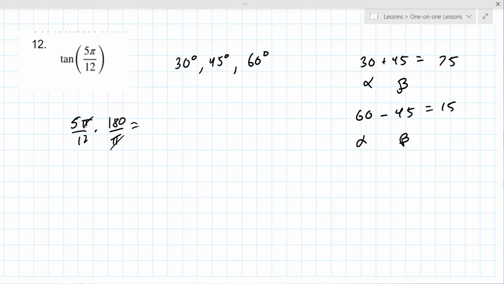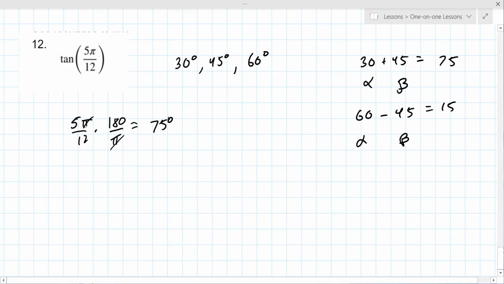It's 600? No, 1600. My bad. That's fine. 5 times 180 divided by 12. Oh, 5 times 180. My bad. So, let me pull that up. That's 900 divided by 12. And that's 75. So it's 75 degrees.